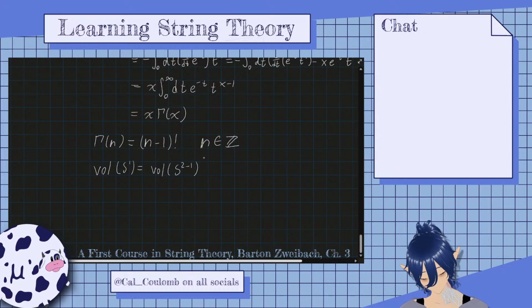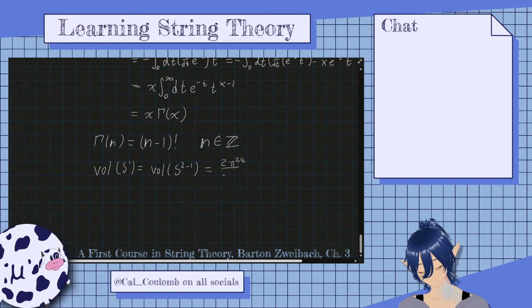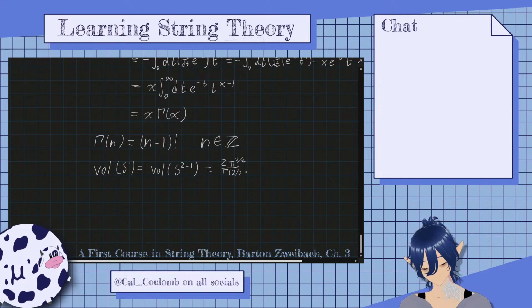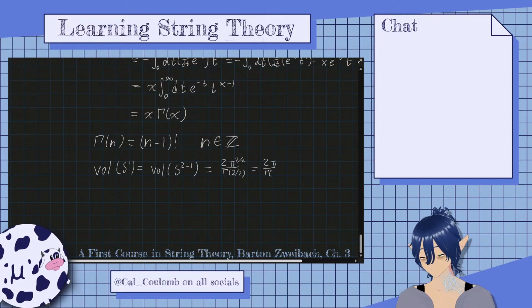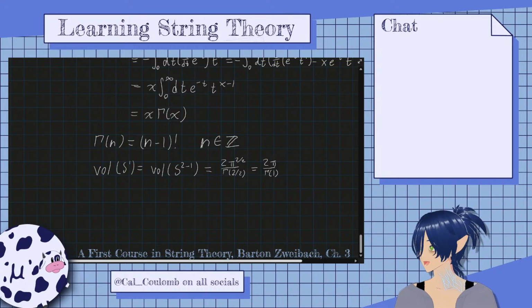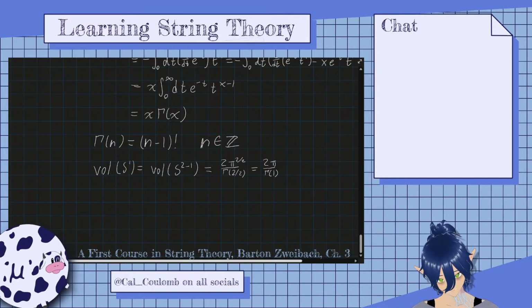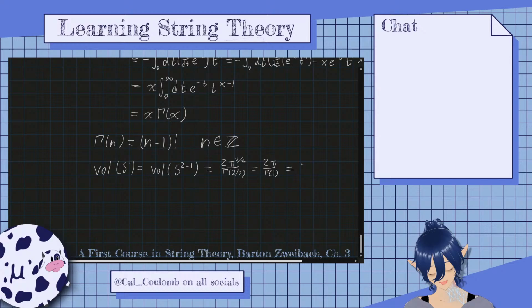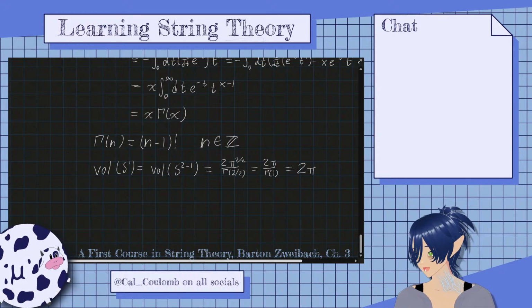So we have here 2 times pi to the 2 over 2 divided by gamma of 2 over 2. So that's 2 pi divided by gamma of 1. Gamma of 1 is 0 factorial, which we just said was 1. So this is just 2 pi, like we got before.